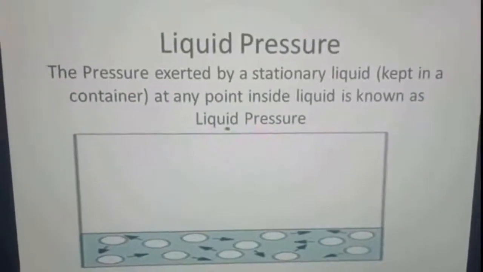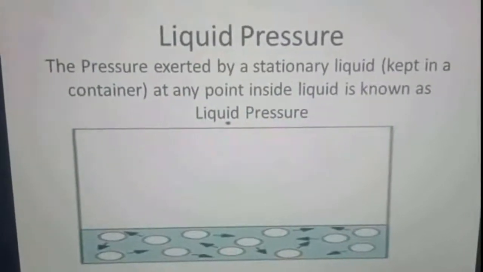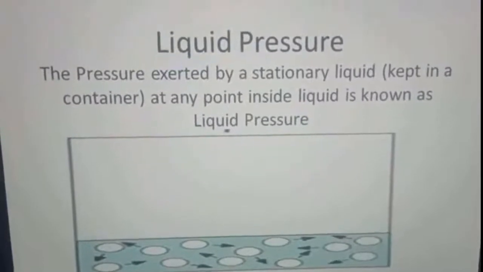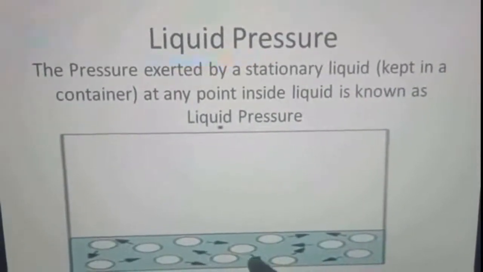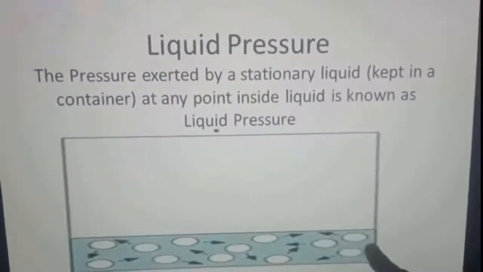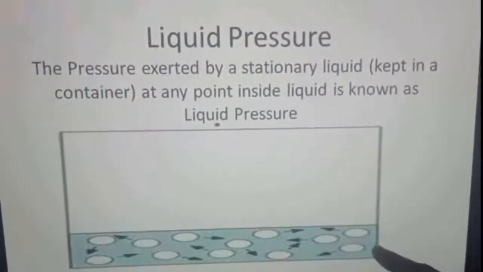Liquid pressure. The pressure exerted by a stationary liquid at any point inside the liquid is known as liquid pressure. Liquid pressure is exerted due to the movement of the liquid molecules. They strike with each other and with the walls of the container. Due to this striking, they exert pressure on the container.